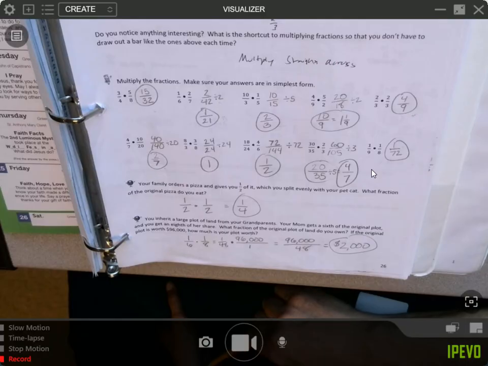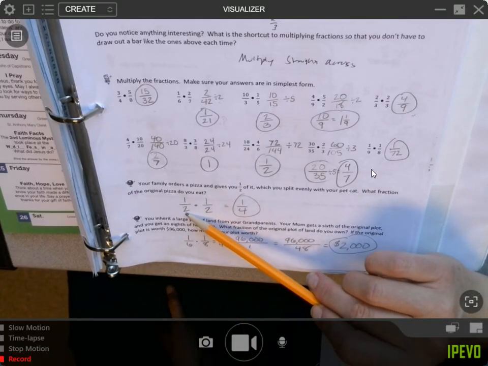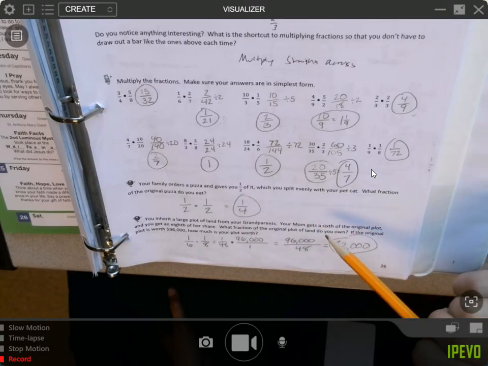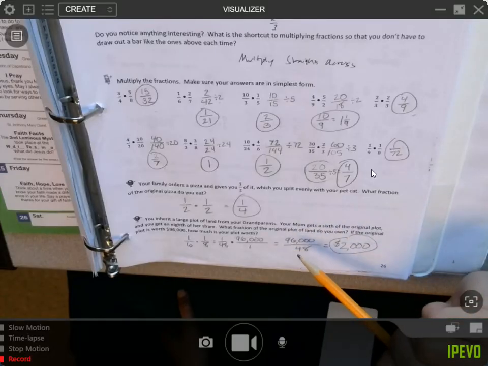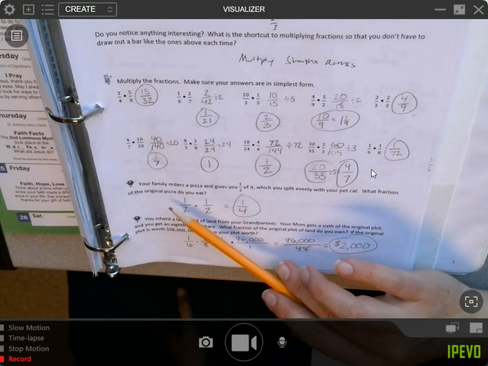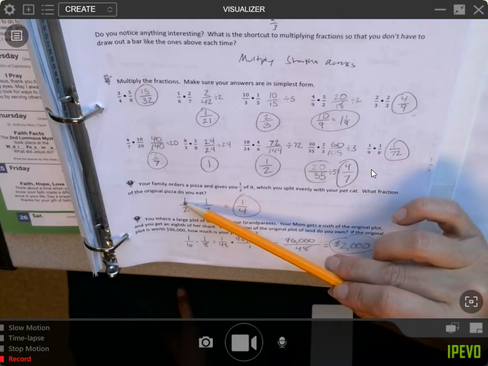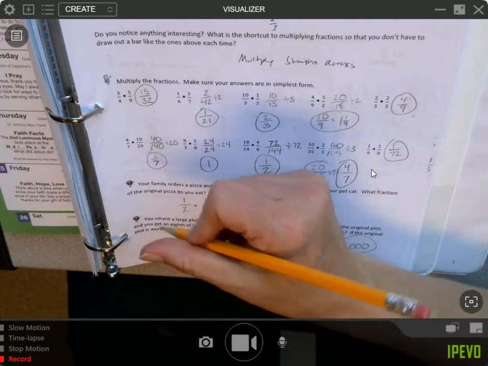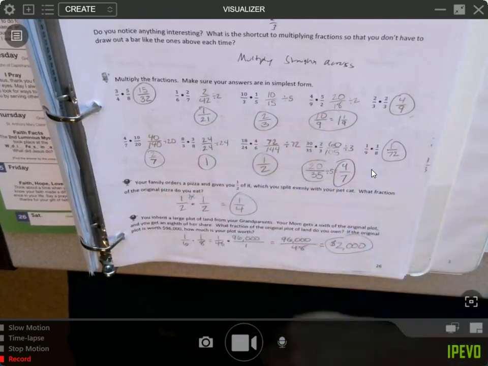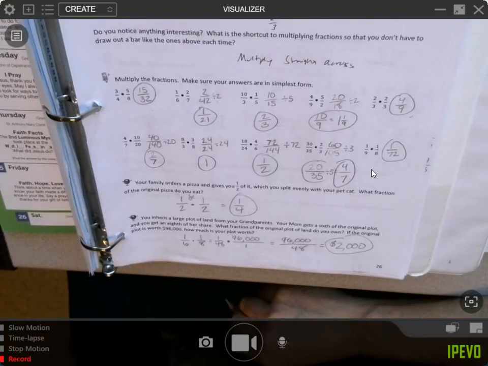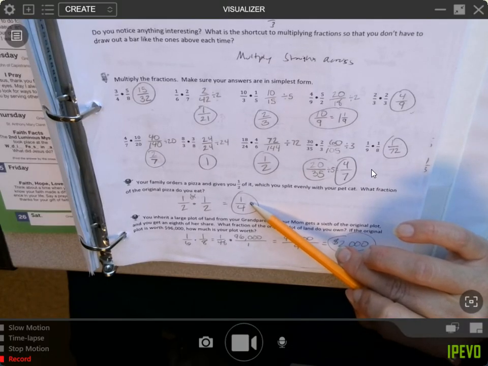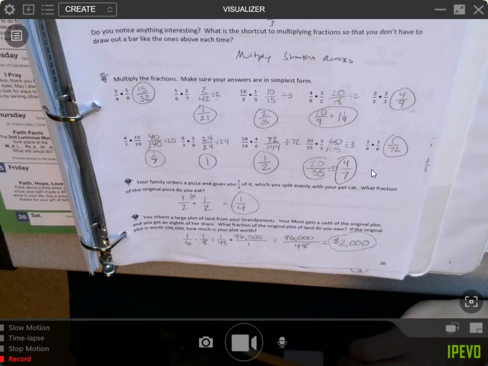Your family orders a pizza and gives you 1/2, which you split evenly with your pet cat. So you get a half of the half and your cat gets a half of the half. What fraction of the original pizza do you eat? You are eating 1/2 of half of the pizza. So that word "of" means that we are multiplying. So your final amount is 1/2 of 1/2. So you get 1/4 of the pizza, of that original pizza.